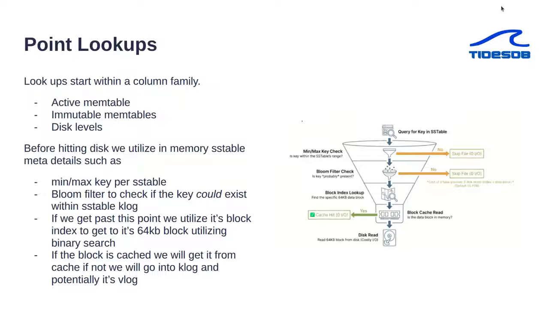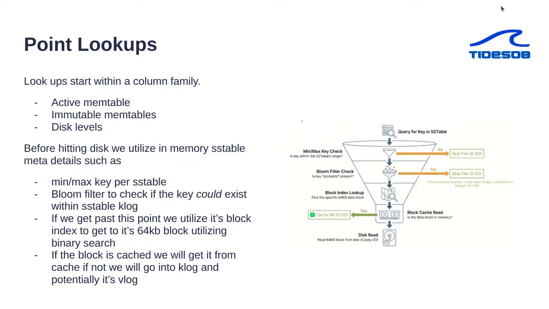So once we check in memory and once we start having to look at SS tables, that's when it starts to get expensive. We use a nice amount of metadata within the SS table to help us determine if the key might be inside of that SS table. So we keep track of the min and max key for each SS table. Each SS table has a Bloom filter to tell us if that key could exist or not.